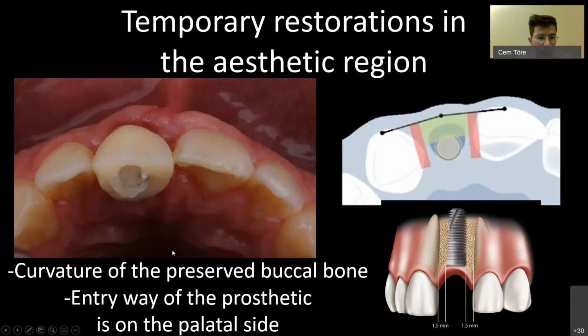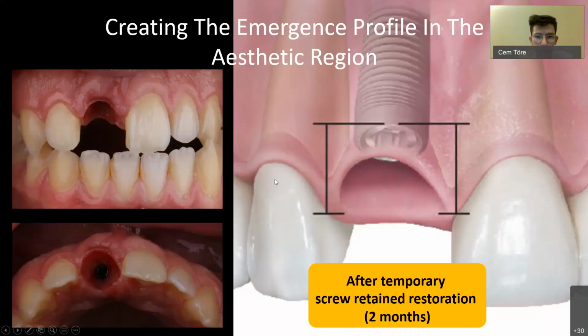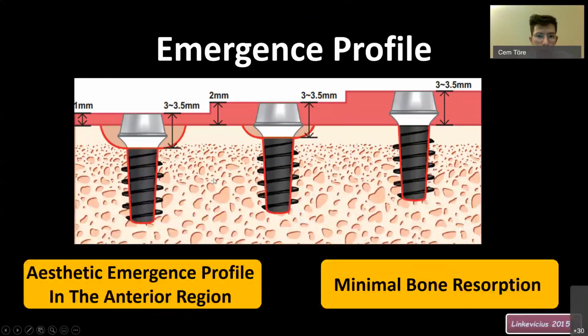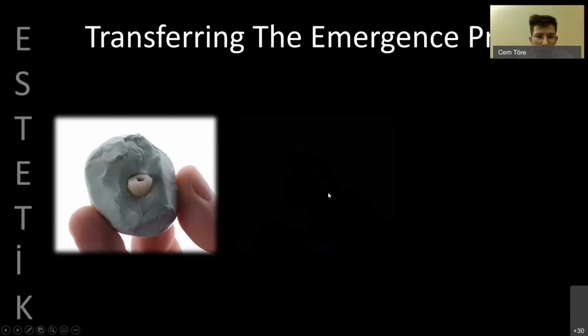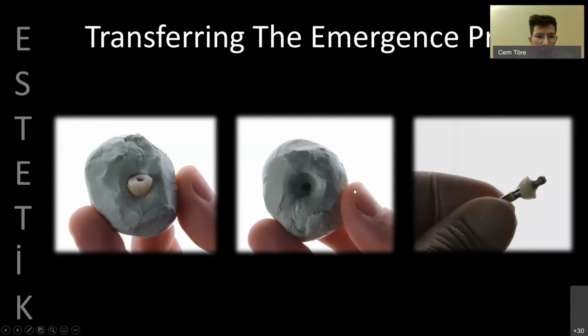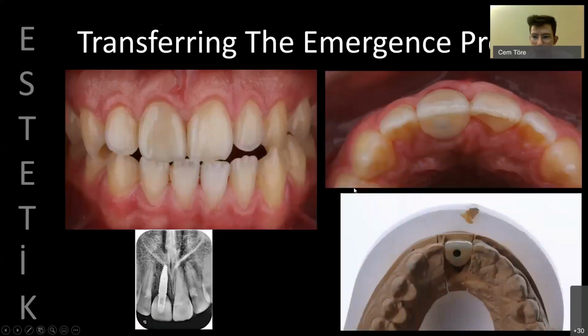And something to watch for is, because the prosthesis is also on the palatal side, the entryway of the prosthesis is also on the palatal side of the socket. And we craft an emergence profile in the aesthetic region for a minimal bone resorption. Here we can see the production of the prosthesis, transferring it using a silicone mold. And this is our end result.